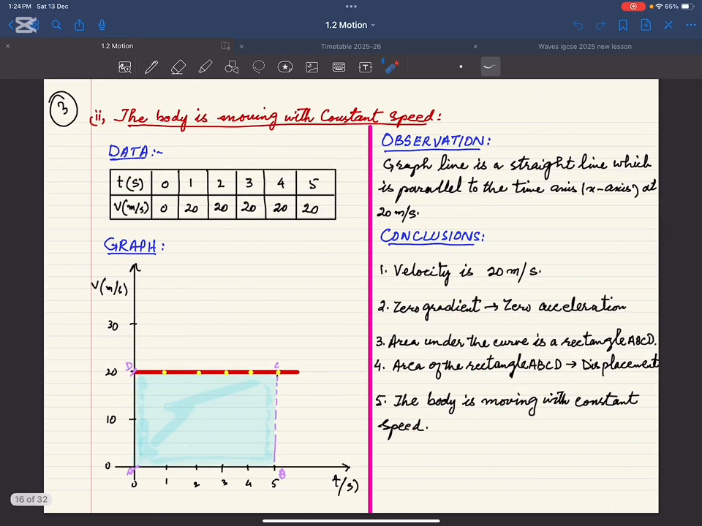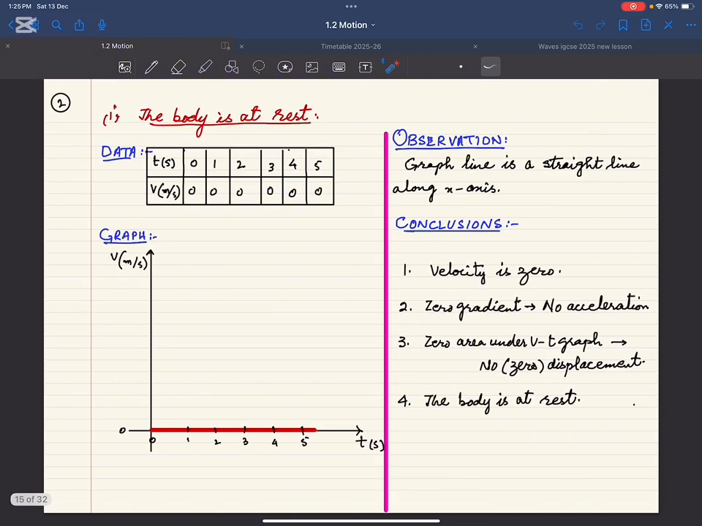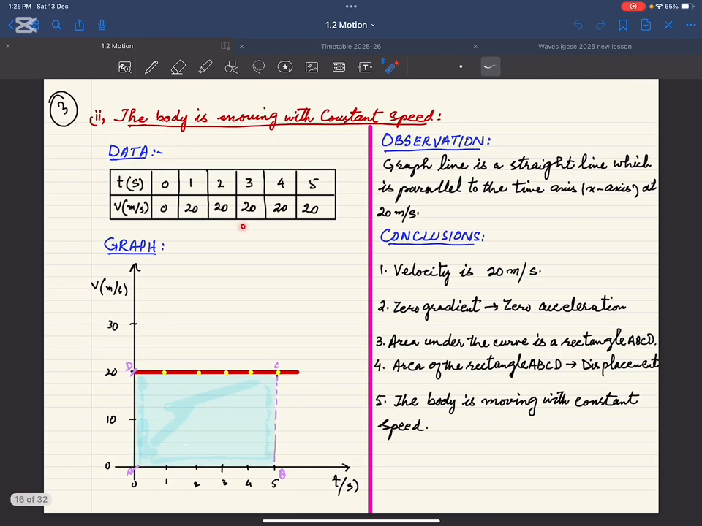Second is when the body is moving with constant speed. What is happening in this case? The time is passing 1, 2, 3, 4, 5 seconds, but the observation is that there is no change in the value of the velocity. It is the same situation as before, with no change in the velocity of the body, but this time the velocity is not 0. It has a particular constant value, which is 20 meter per second in this case.